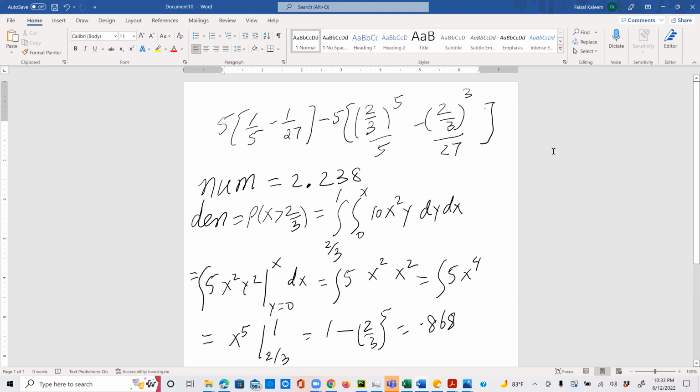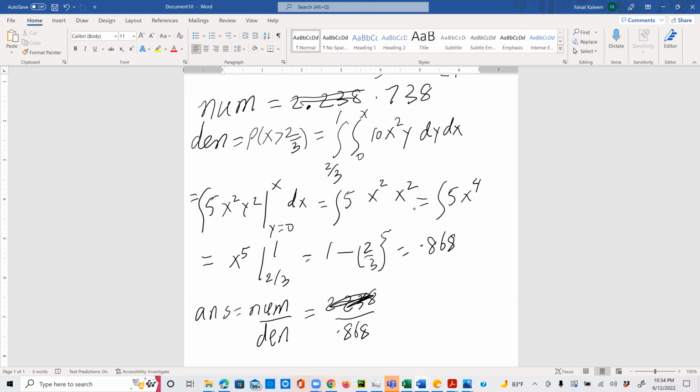So 1 over 5 minus 1 over 27, minus 32 over 243 times 5, plus 8 over 27, so 8 divided by 729, times 5. Yeah, you're right. It's 0.738.